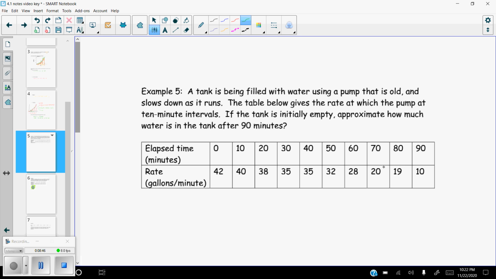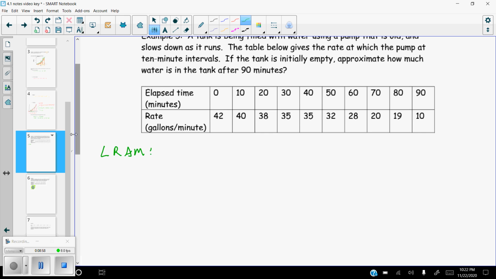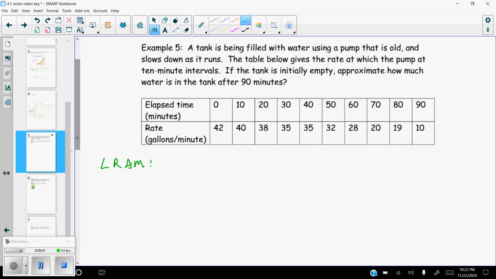So I'm going to start off by doing the left hand. It doesn't really matter which one you start off with. Again, I call it the LRAM, left Riemann approximation method. We haven't really talked about this thing called Riemann, but he's the person who invented this method. All right, so here's what we need to do. We need to think of this as a graph. You don't want to take the time to graph every single one of these points. That would be very tedious and very long.